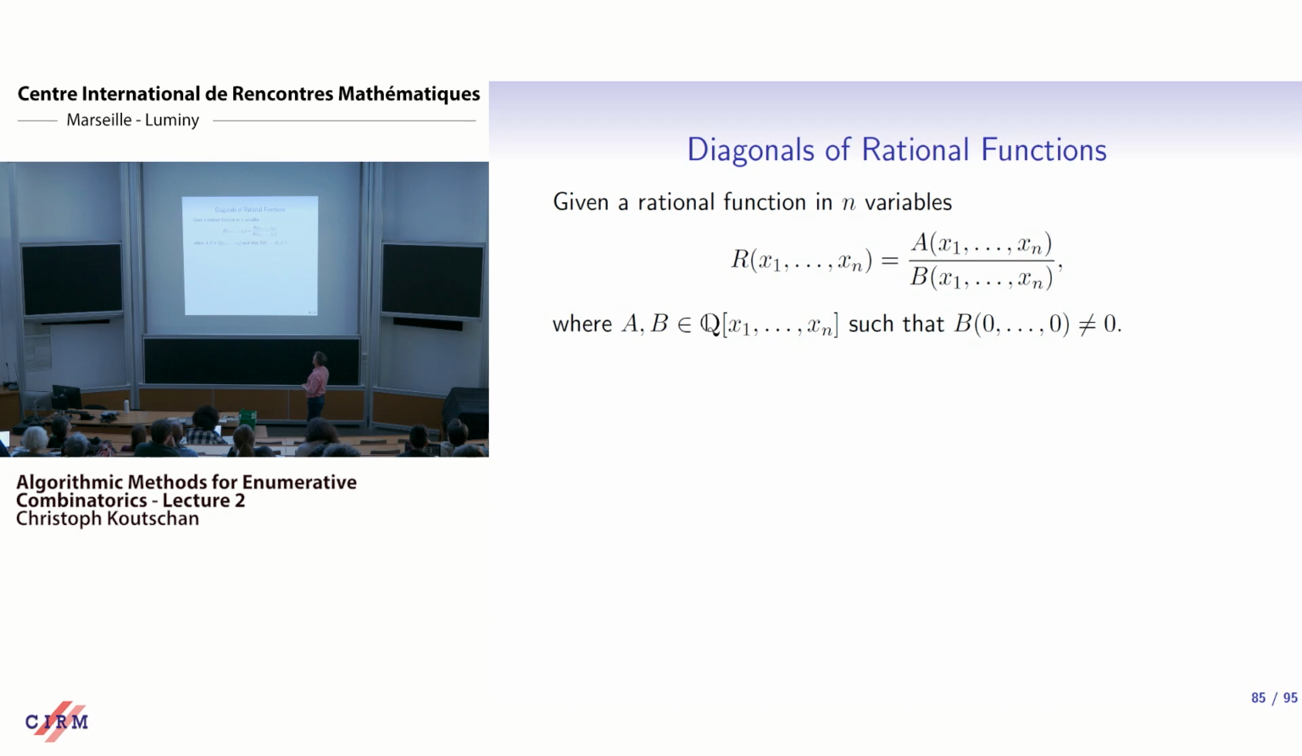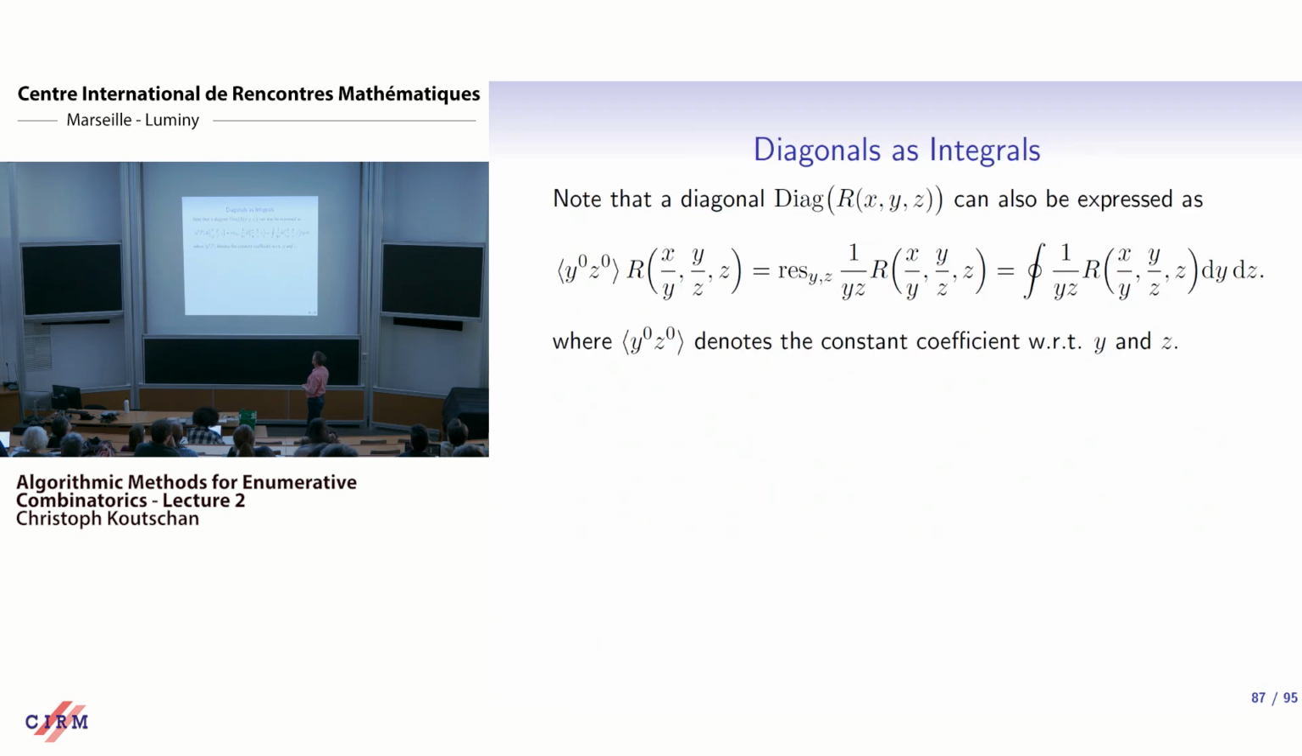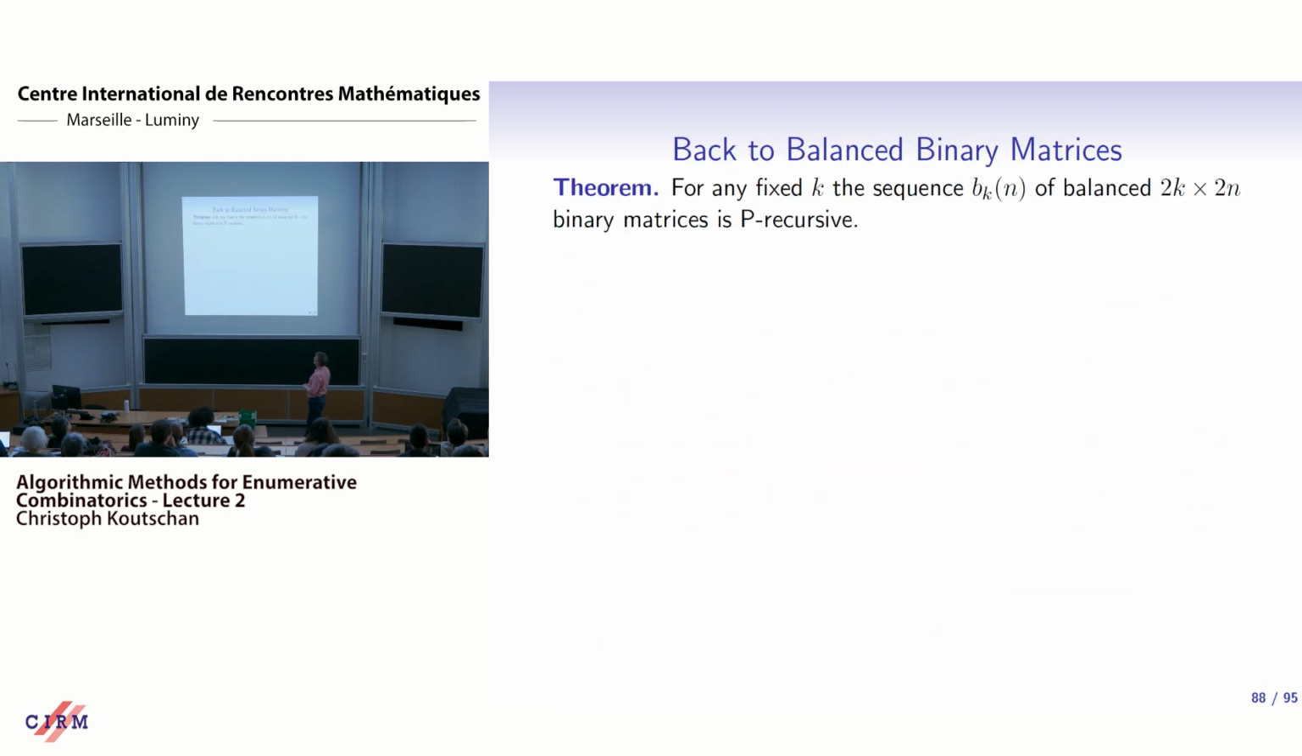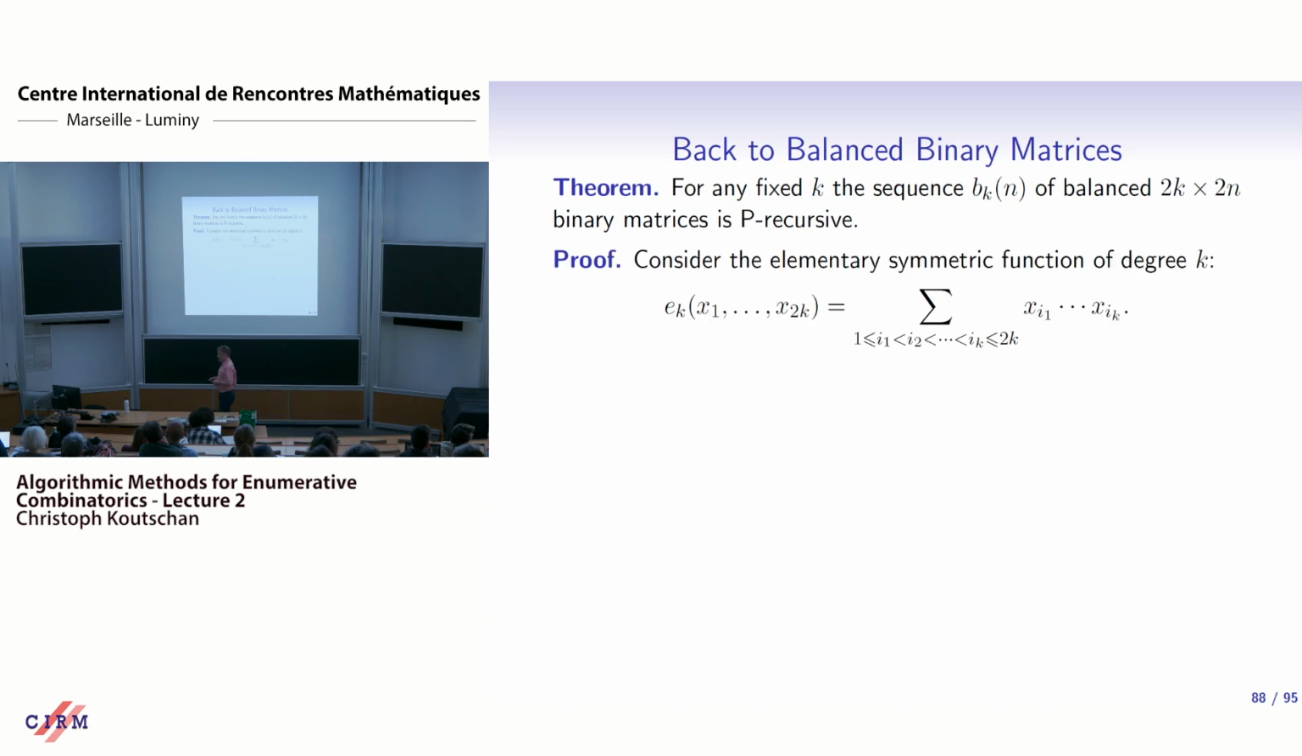Okay, I don't want to talk about diagonals of rational functions, but in the last 5 minutes I want to get back to the balanced binary matrices because I have used them so much for illustration purposes. So here's a theorem that says for any fixed k, the sequence bk that counts balanced matrices of dimension 2k times 2n is p-recursive in n. How can we see that?